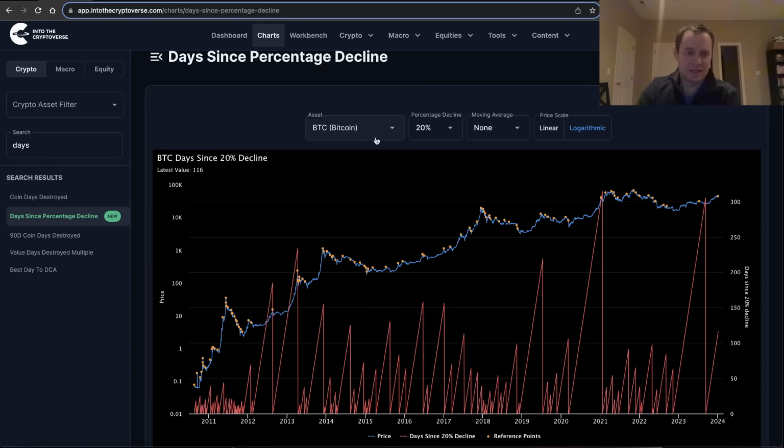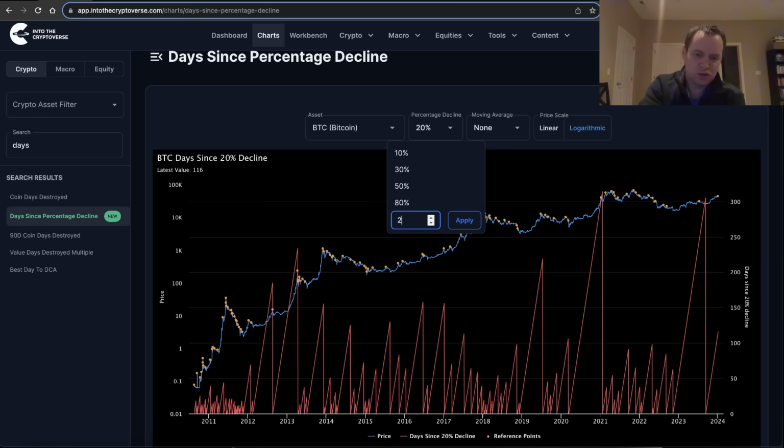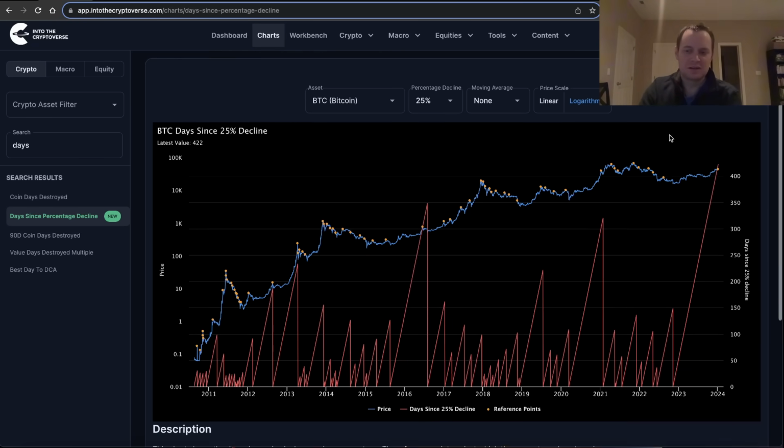But let's expand this. What I find absolutely fascinating, and a lot of people don't believe it until you actually really look at the chart, is what if you up this to 25%? Look at this. Can this be right? Right?